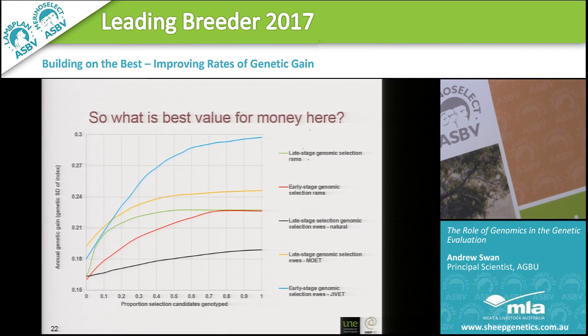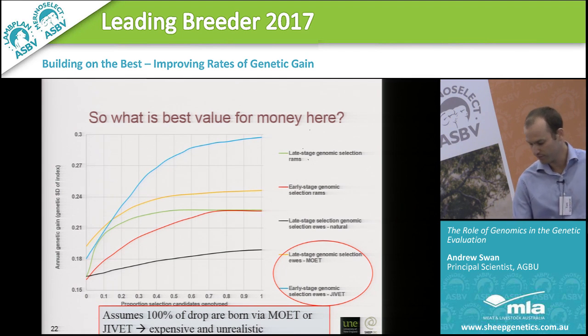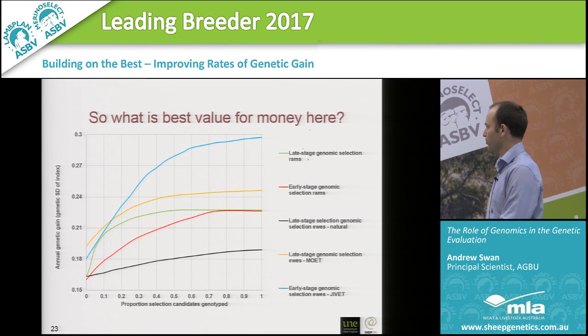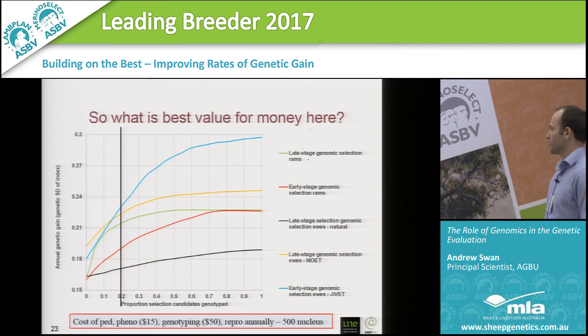So what's the best value for money here? We're investing all the money in pedigree, phenotyping, genotyping. And as I said, it's pretty unrealistic to assume that we're going to get a lot of mowat and GIVIT, but let's just say we are. This is the genetic gain you're going to get. So you've got to invest a lot of money to get up over what you would if you're genotyping just your rams. So let's just use the 20% genotyping, because that's what you're very familiar with.